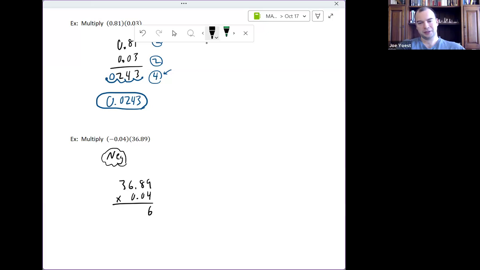4 times 9 is 36. Write the 6, carry the 3. 4 times 8 is 32, plus 3 is 35. Write the 5, carry the 3. 6 fours are 24, plus 3 is 27. Write the 7, carry the 2. 4 threes are 12, plus 2 is 14. So multiplying these two numbers together, multiplying them as if they are 3,689 times 4, this gives me 14,756 if those were whole numbers.